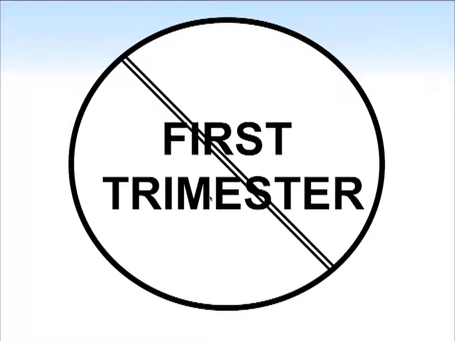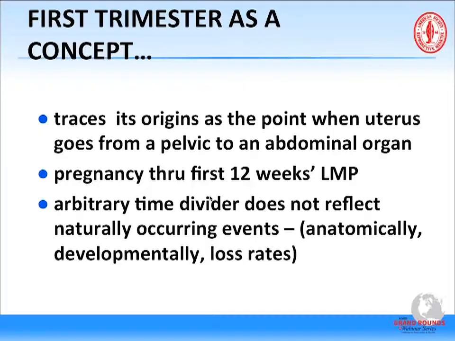Well, this is going to be a little harder to convince you of, but I would like to get rid of the concept of first trimester. Where does it come from? Why do we divide pregnancy into trimesters? I think it traces its origins as the point when the uterus goes from a pelvic to an abdominal organ. Pregnancy through the first 12 weeks from the last menstrual period is the first trimester. I put forth to you it's an arbitrary time divider that does not reflect naturally occurring events, either in terms of anatomy, development, or even loss rates.